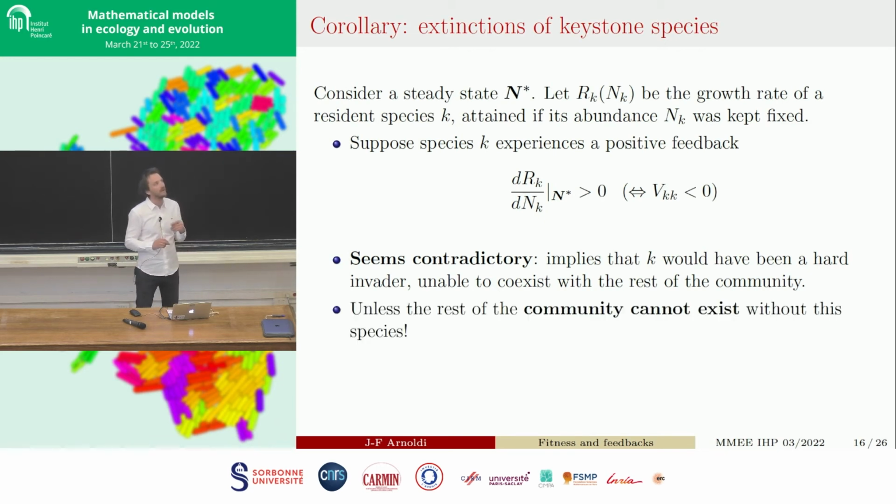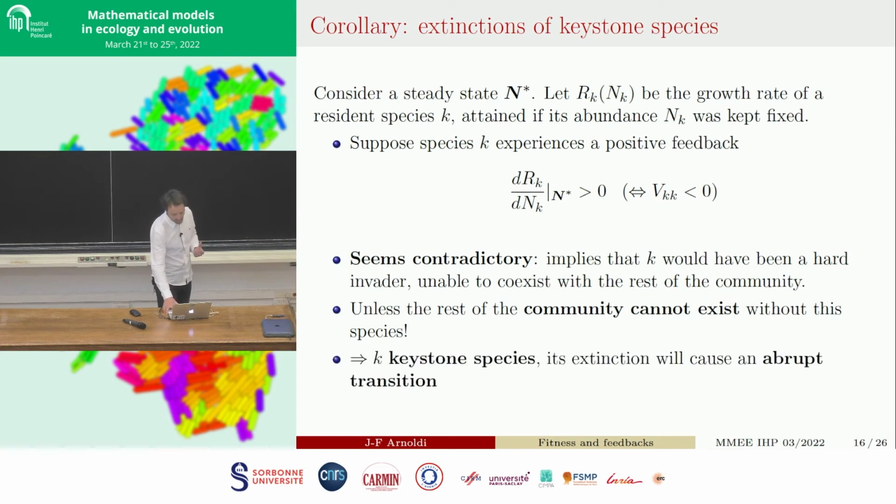It means that it's the rest of the community that cannot exist without this species. So when this occurs, a species that experiences positive feedback is a keystone species, and its extinction will cause an abrupt transition, an abrupt reorganization of the community.